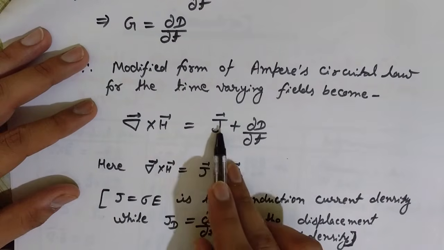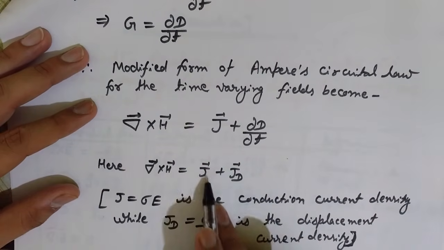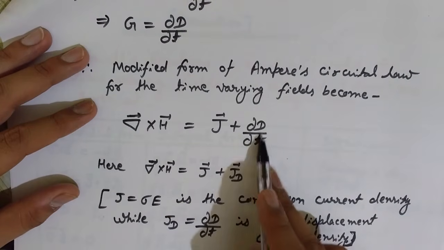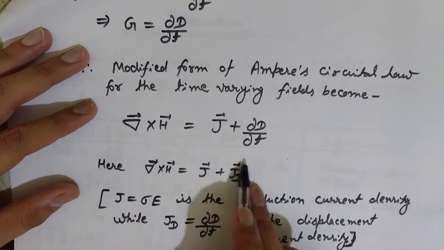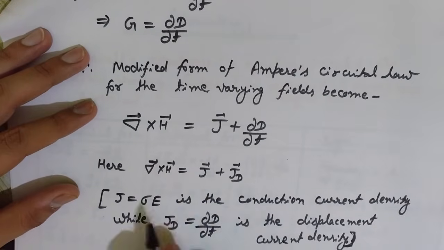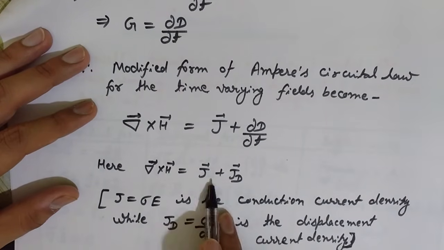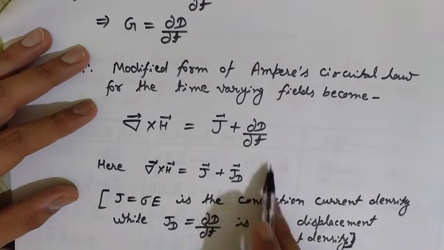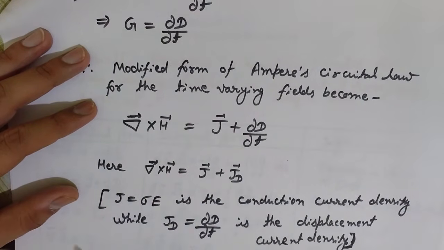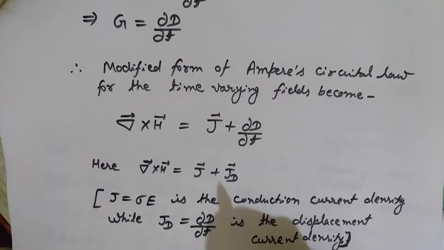Now, this J is the conduction current density. Actually both of these are current densities. This is the conduction current density, while del D by del T is denoted as JD. D is for displacement, so JD is the displacement current density. So it is a summation of two types of current densities: conduction current density and displacement current density. So this is a proof of Maxwell's fourth equation.